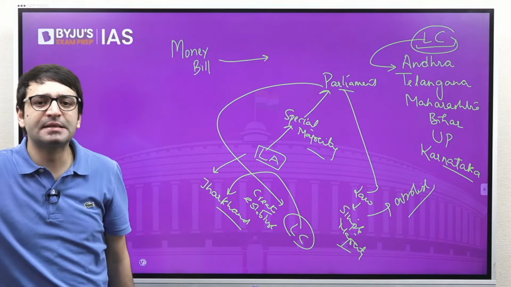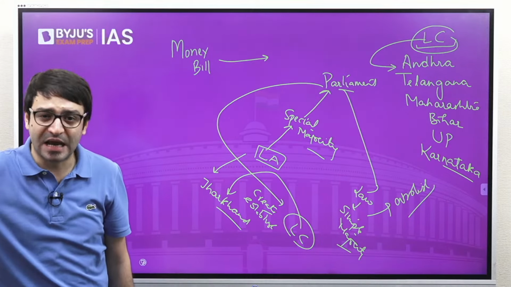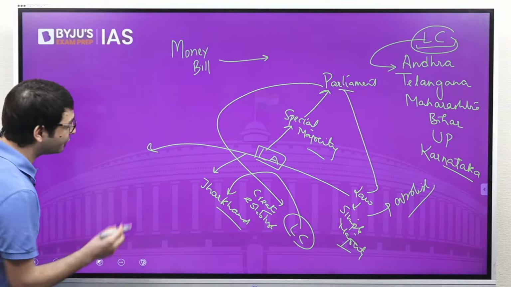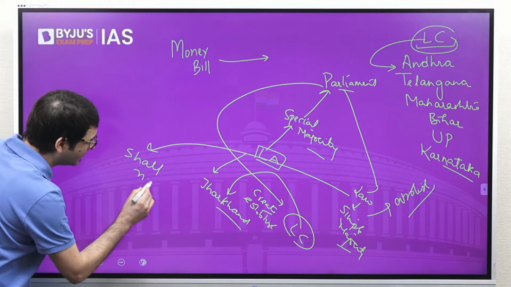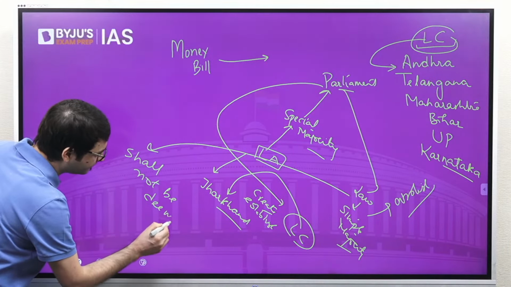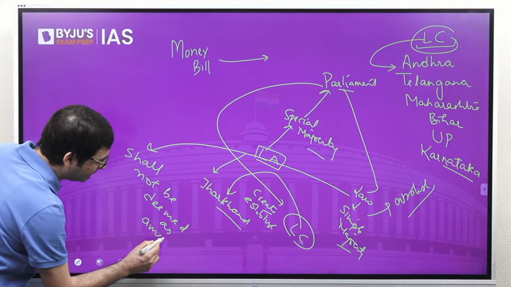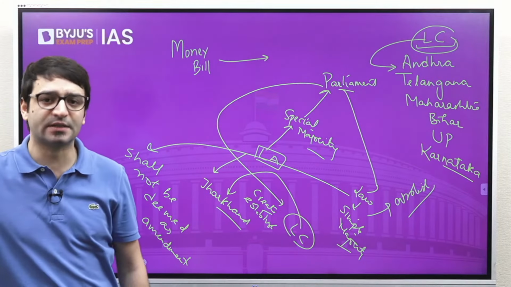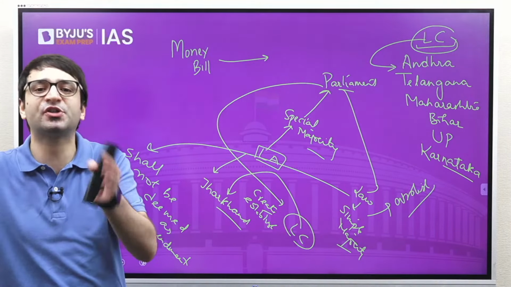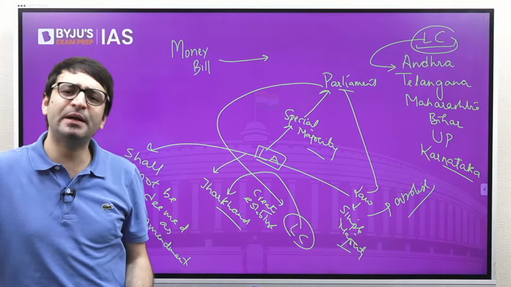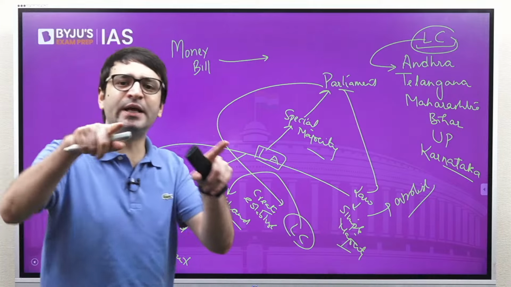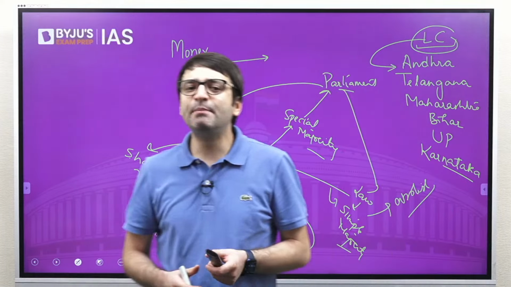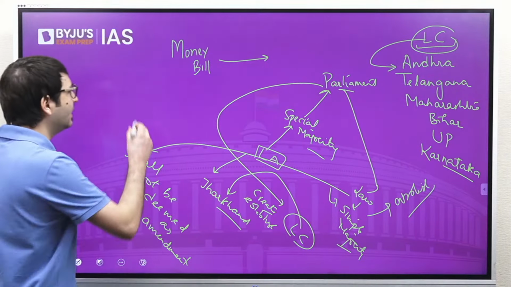And whenever parliament passes a law creating, establishing or abolishing a legislative council, this law, very important statement for your prelims, shall not be deemed as an amendment to the Constitution. That means you don't have to use Article 368 to create or abolish a legislative council. It can be done by the parliament by passing an ordinary law, by simple majority.